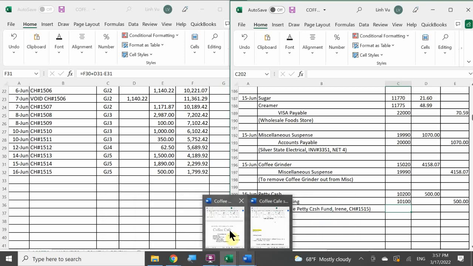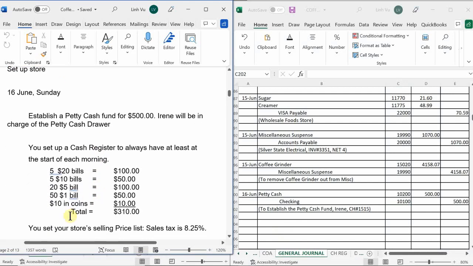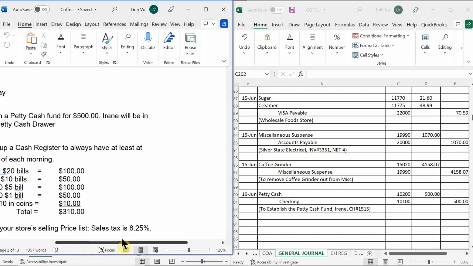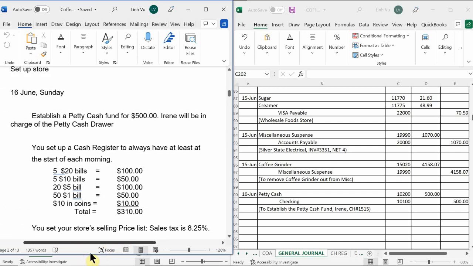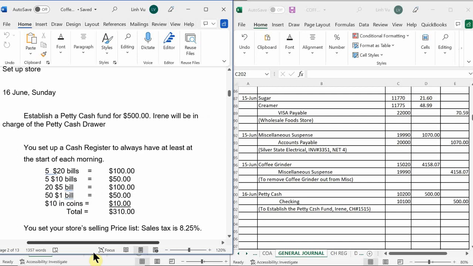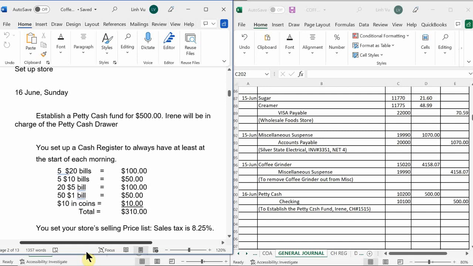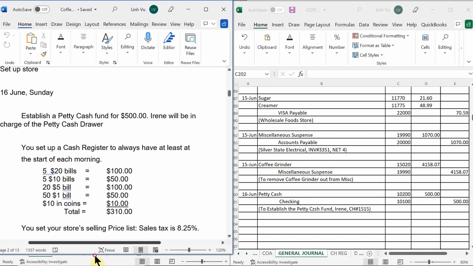Let's see. Let's do this last transaction here, okay? We also decided to establish money into the cash register, okay? And the cash register must have at least a total of $310 in the cash register at all times. So every morning that you start your day, you need to have five $20 bills, five $10 bills, $25 bills, and $51 bills, and $10 in coins. Okay? So in this case, you need to set up your cash register. So, how do you do this?